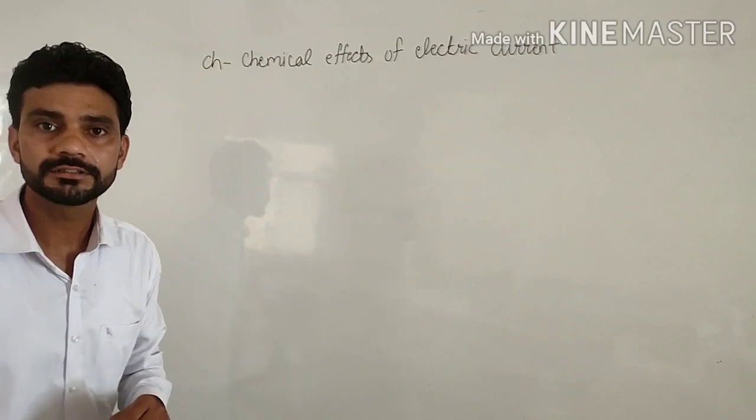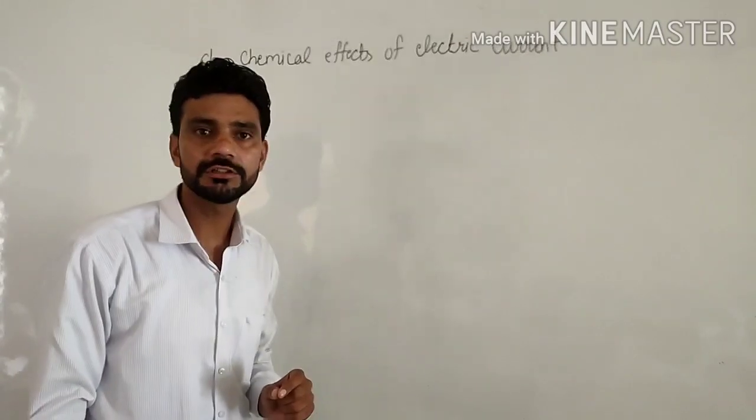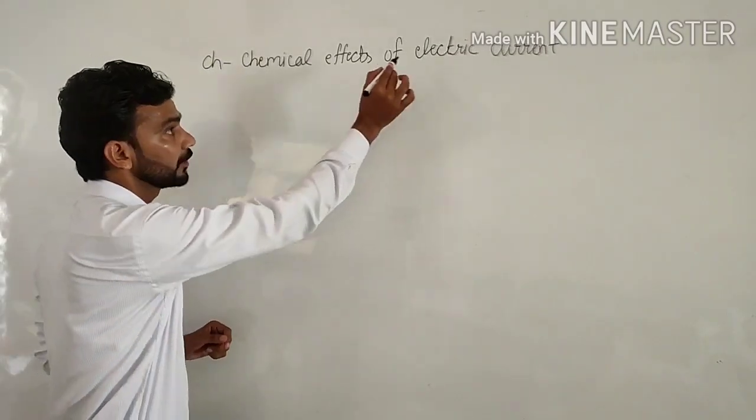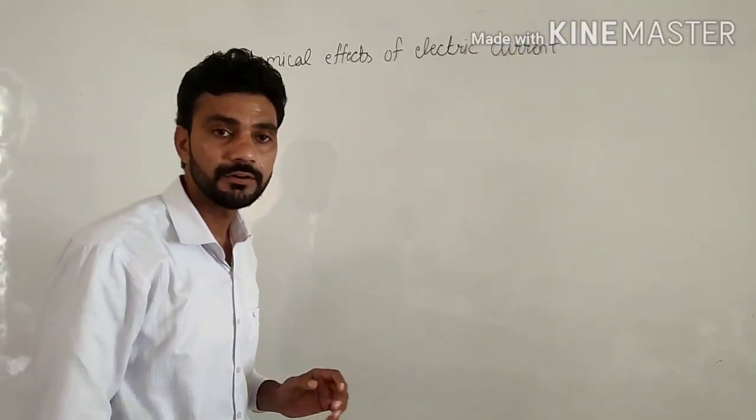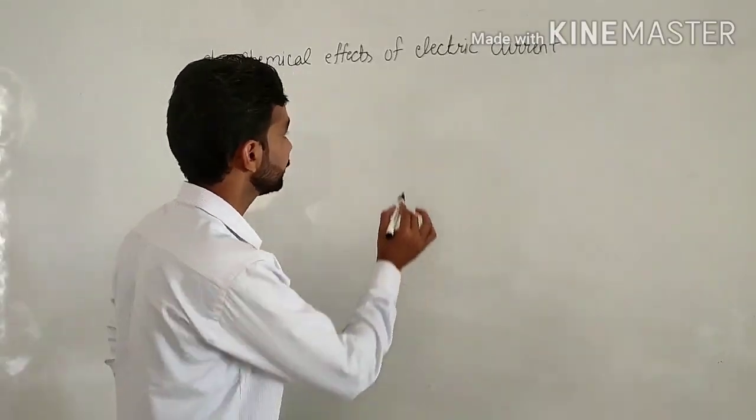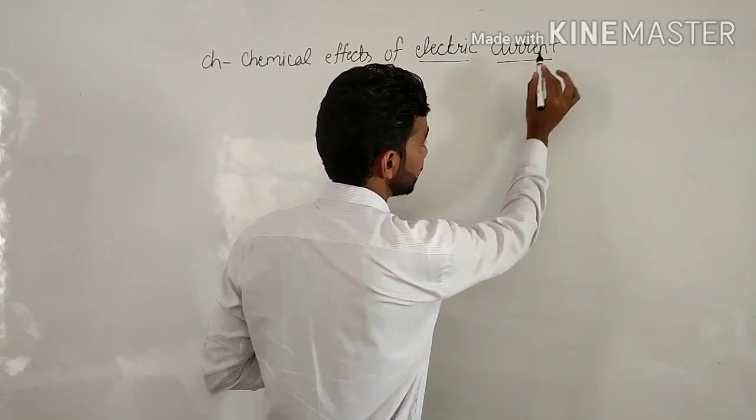Now today we will start a new chapter. The name of the chapter is Chemical Effect of Electric Current. Now we will discuss about this chapter. First we will discuss what is electric current.